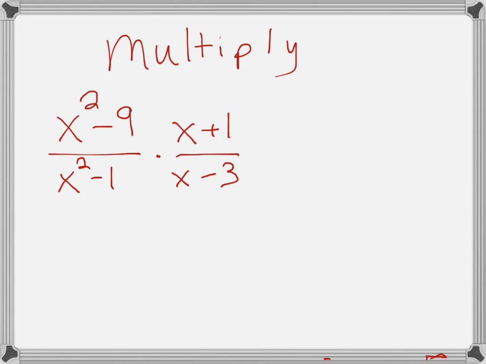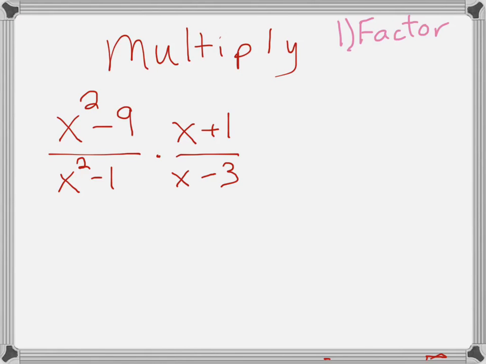All right, so we've got a problem here. x squared minus 9 over x squared minus 1. We're going to multiply that by x plus 1 over x minus 3. The first thing we need to do is factor. And we want a prime factorization just like when we're multiplying typical fractions. So the process is no different than multiplying regular fractions. I cannot stress that enough. The most difficult part of these problems is remembering how to factor.